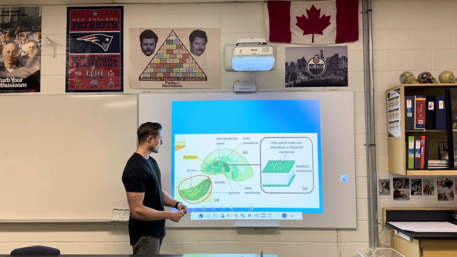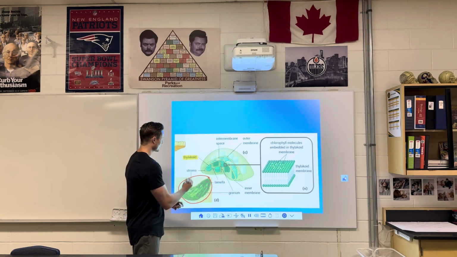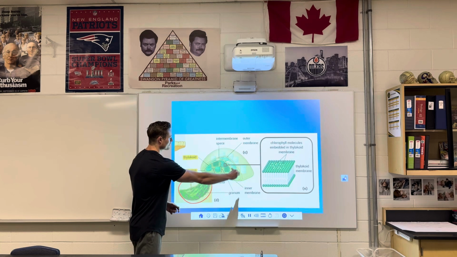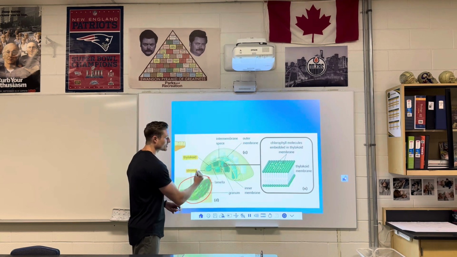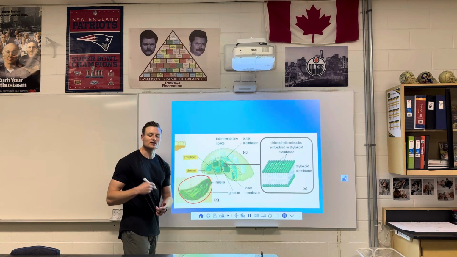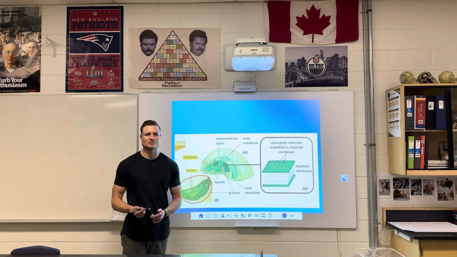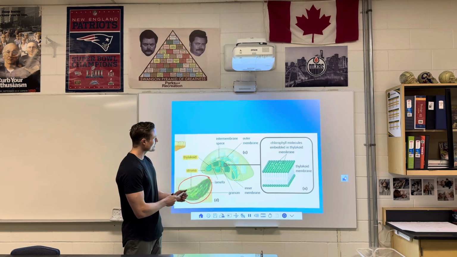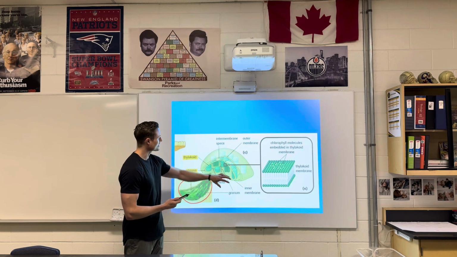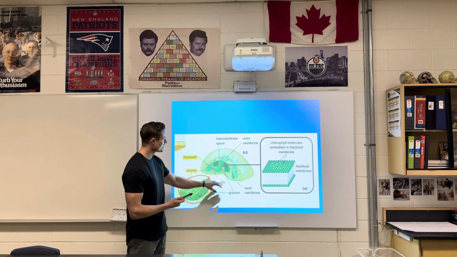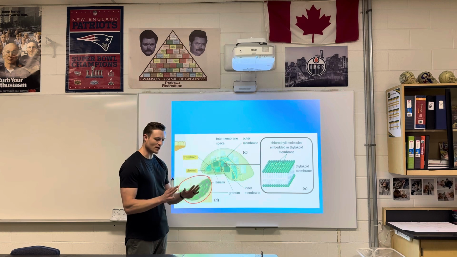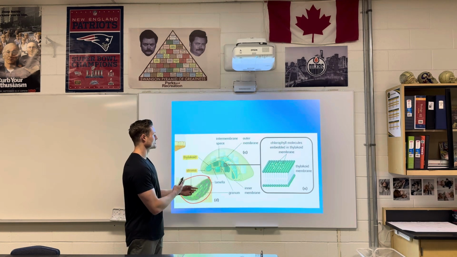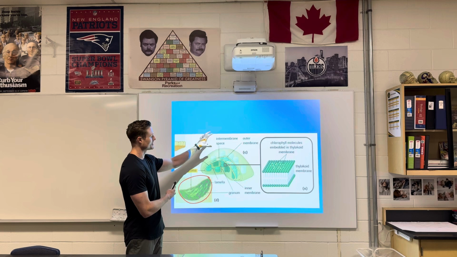The other really important part I want to highlight is called the stroma. This is the fluid-filled area surrounding the thylakoids, and this is where the second half of photosynthesis takes place, which is called the light-independent reaction. Other than that, the chloroplast has an outer membrane and an inner membrane, so two membranes, and the space between the membranes is called, you guessed it, the intermembrane space.